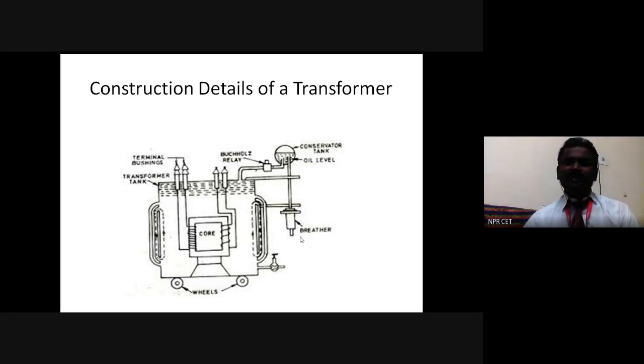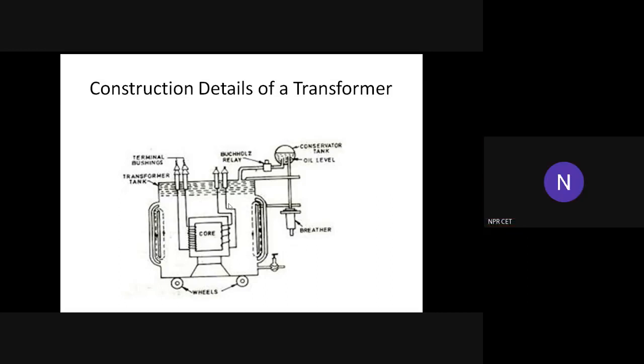If wet air is permitted, what will happen? The transformer oil loses its dielectric property. So never permit wet air inside the transformer tank. Okay, this is the breather.